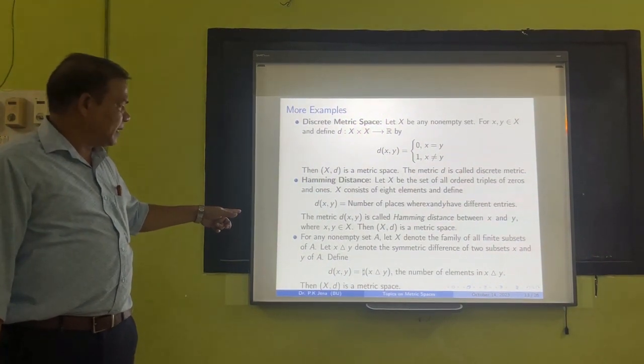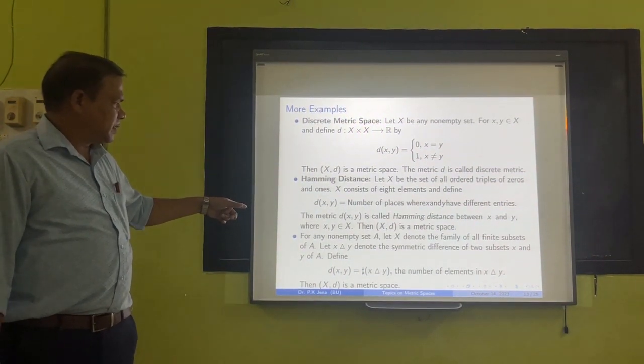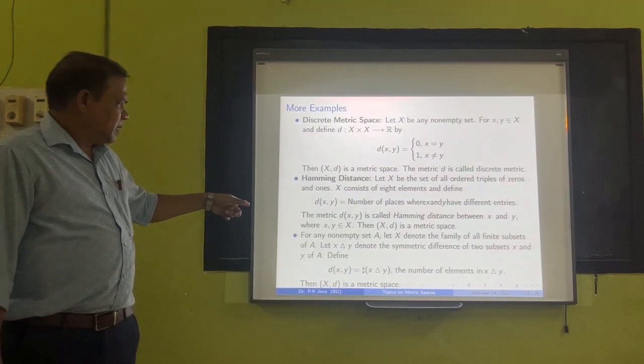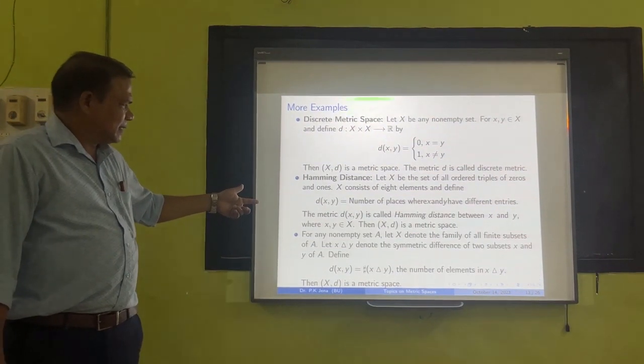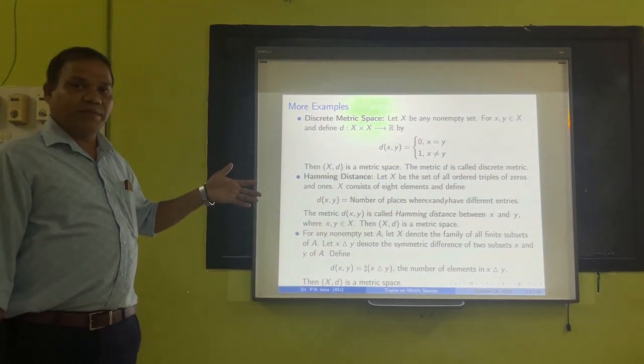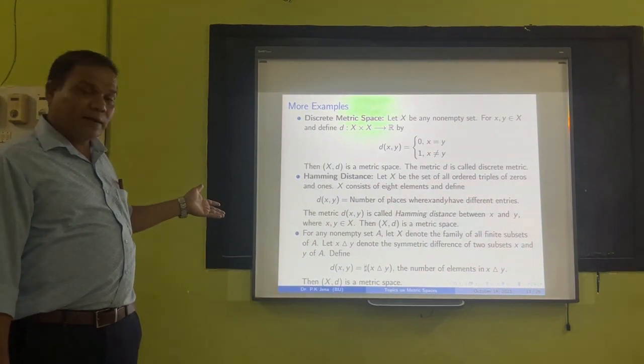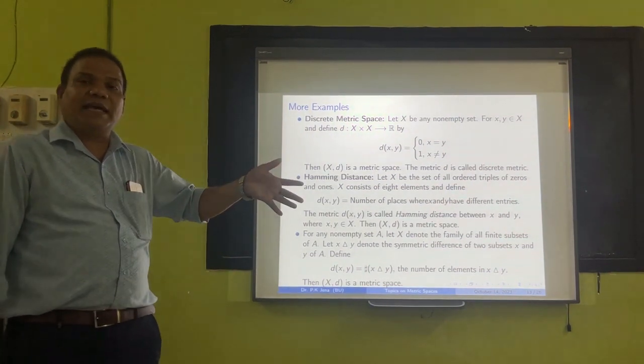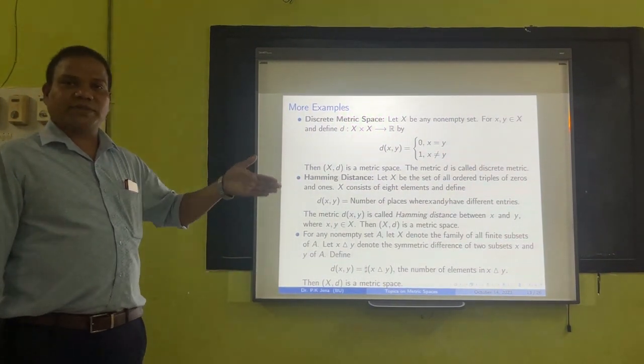We define the metric d of xy as the hash of x delta y, the number of elements in x delta y. That is the meaning. The non-empty set X together with the metric d is also a metric space.